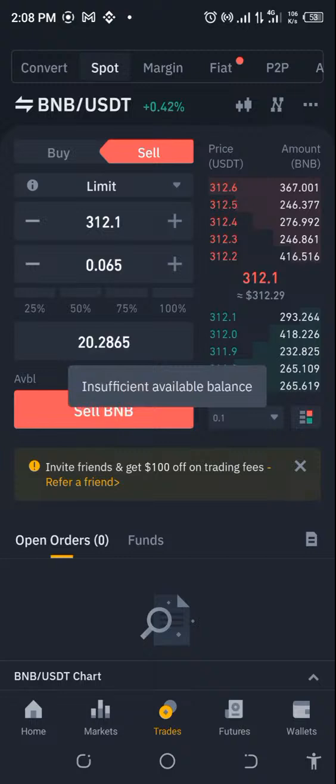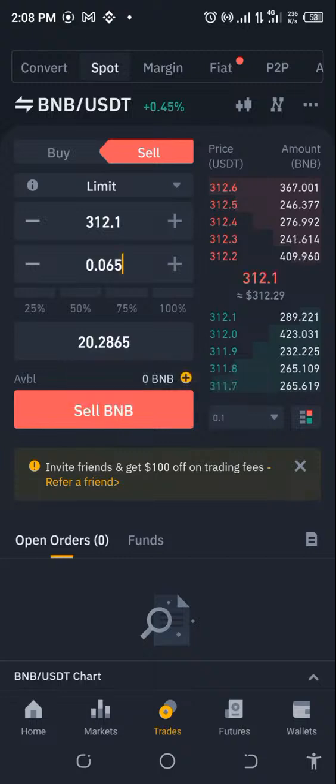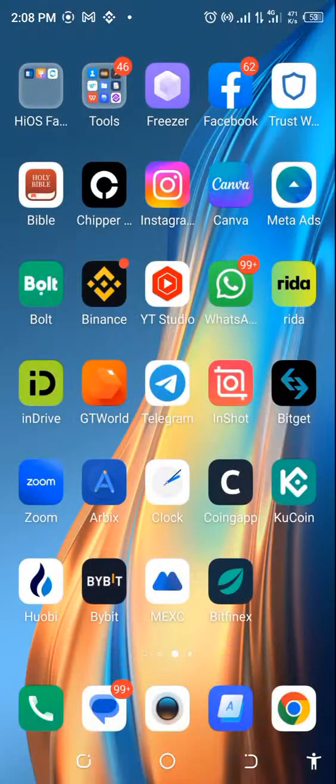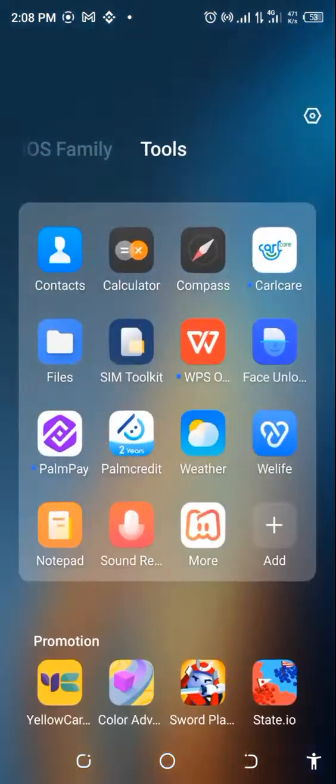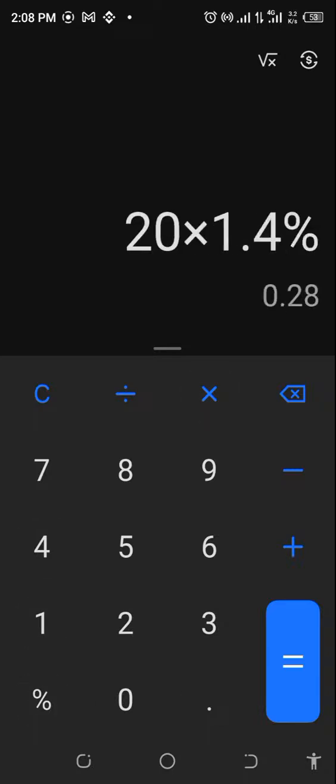So we have 20.28. So that's about 1.4%. Is that 1.4%? Something in that range. Let me be sure. Yeah, that's 1.4%. Let me use my calculator just to be on the safe side. So that's 20 times 1.4%. Okay, yeah.